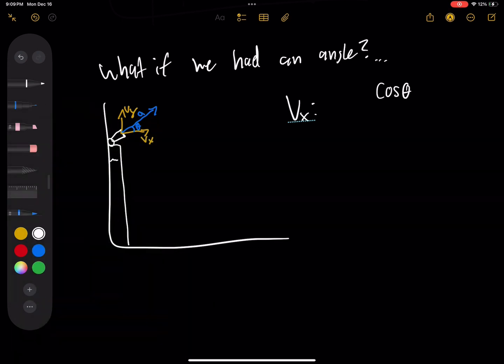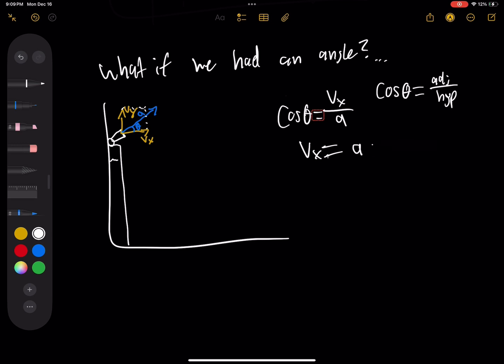If we remember, cosine is equal to adjacent over hypotenuse. I really hope you guys know this. Then we can show that this Vx, right? This is a rectangle, by the way. If we're trying to find theta, we're going to be going adjacent, which is Vx over A. So cosine theta equals Vx over A. We solve that for Vx, and then you get A times cosine theta is equal to your horizontal velocity.